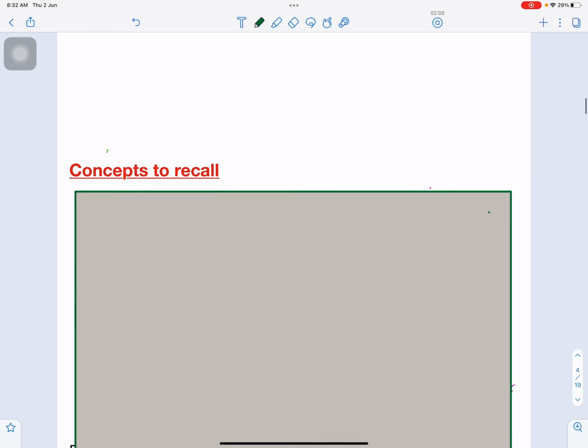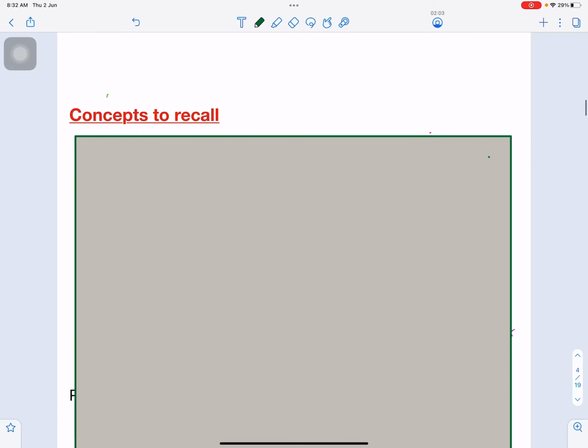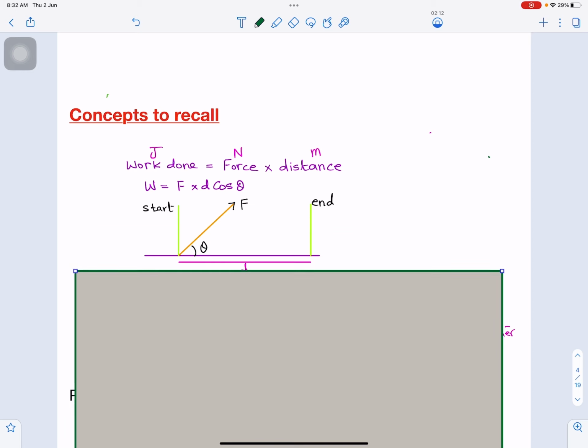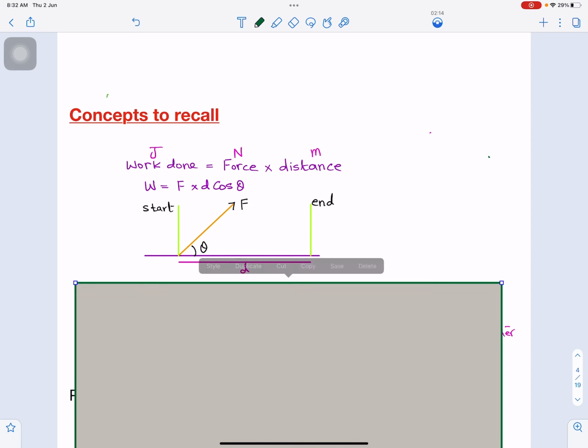So before seeing the question, we need to recall a few concepts which will be applied in this question. Number one is about work done. Work done is equal to force into distance. And when we write distance d cos theta, it's because whatever the angle the force is applying at, we take its horizontal component, which is F d cos theta. So work done is equal to force into distance.